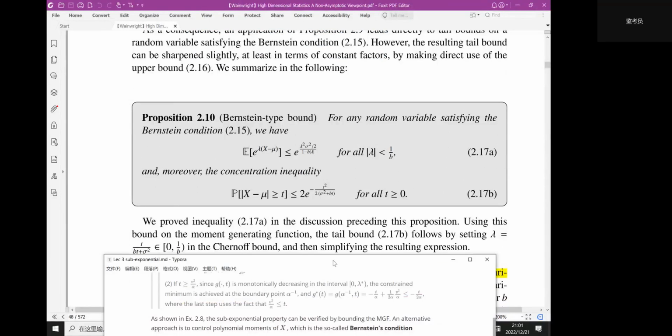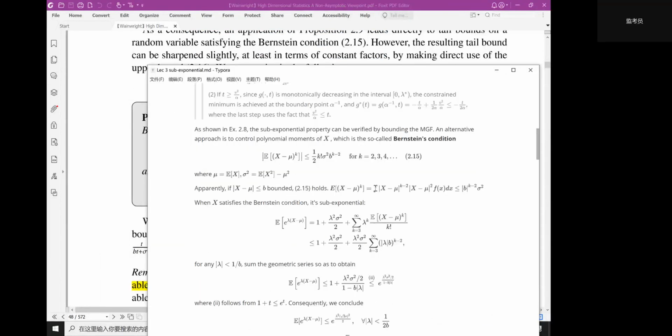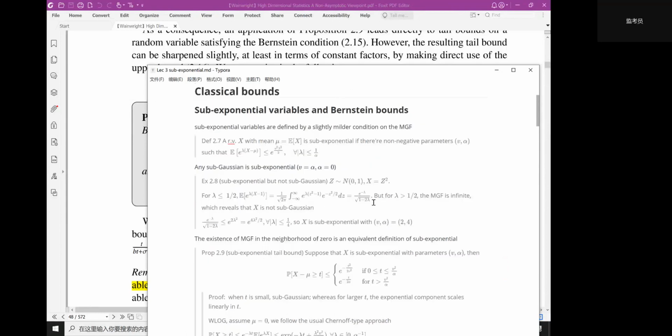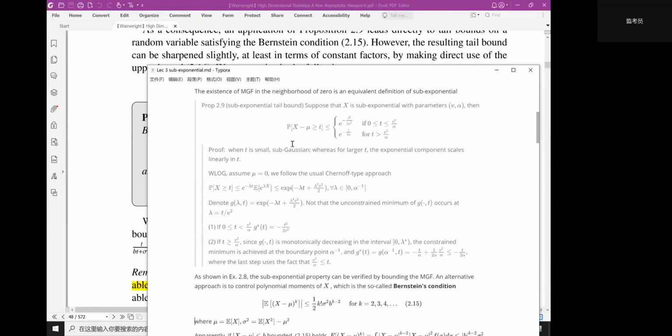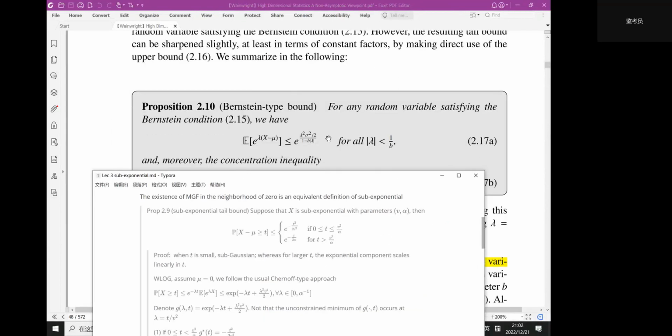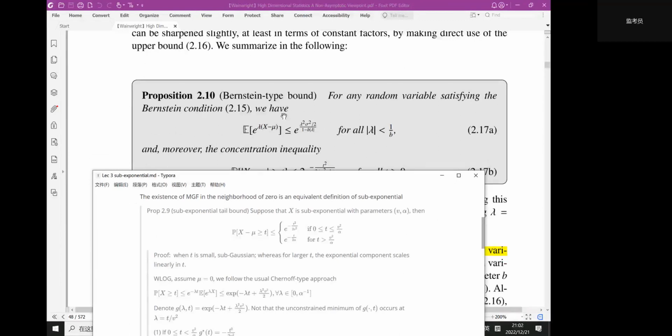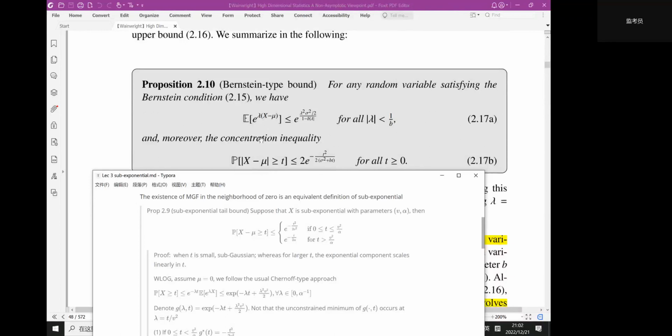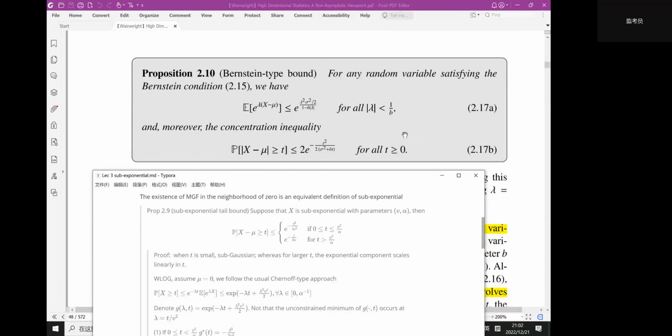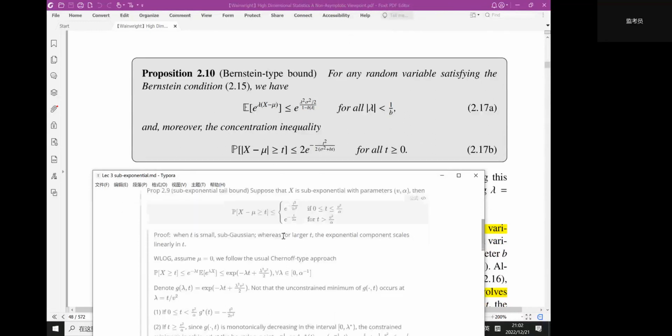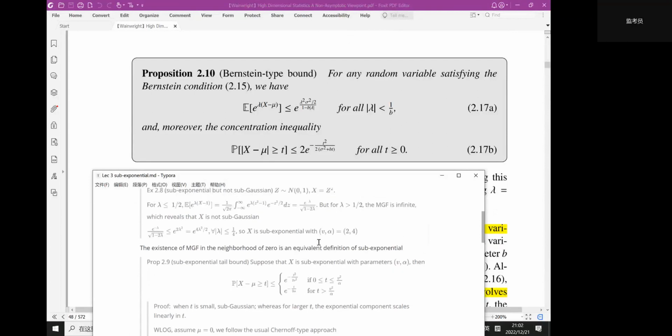So it seems that this is different from the direct property of sub-exponential here. This is the sub-exponential tail bound, but when the variable satisfies the Bernstein condition, which also means that it's sub-exponential, we have another bound named the Bernstein type bound. So it looks different from the sub-exponential tail bound here. We can make the comparison.